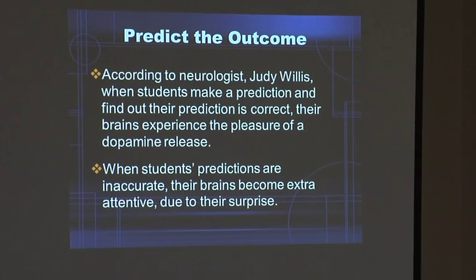According to neurologist Judy Willis, when students make a prediction, and the prediction turns out to be accurate, that is very thrilling to them. And so they have a little dopamine release. But even if the prediction is inaccurate, that actually creates a teachable moment where their brain is alert, like, what? Something isn't what I thought it was going to be. So there's a kind of a novelty in that as well.